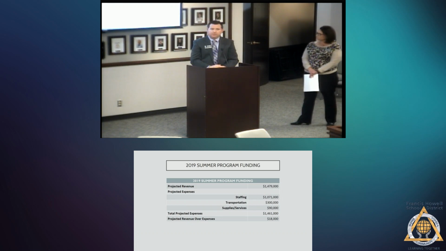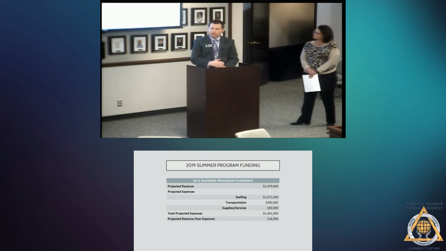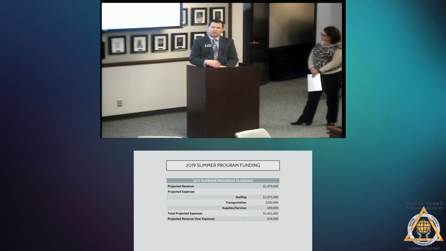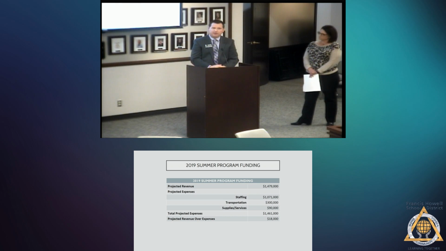As far as the budget, our projected revenue based on projected ADA is just under $1.5 million. Projected expenses, with staffing carrying the lion's share at just over $1 million. For transportation, we're budgeting a slight increase from $282,000 last year to about $300,000, assuming some fuel increases, and with summer school being held at Francis Howell High School, not quite as central in the district, it might cost a little bit more. With the addition of some enrichment programs at the elementary level, supplies are boosted by about $9,000. We project that we should be in the black by about $18,000 for summer school.